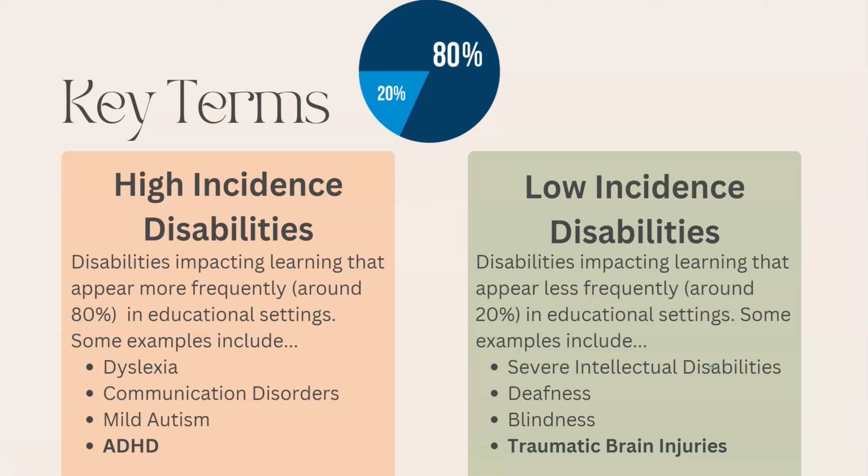So first, just some key terms here. We're going to be discussing both a high incidence disability and a low incidence disability. High incidence disabilities are disabilities impacting learning that appear more frequently in educational settings at around a rate of 80%. Some examples include dyslexia, communication disorders, mild autism, and of course, ADHD. Low incidence disabilities are disabilities impacting learning that appear less frequently in educational settings at a rate of around 20%. Examples of this include severe intellectual disabilities, blindness, and traumatic brain injuries.